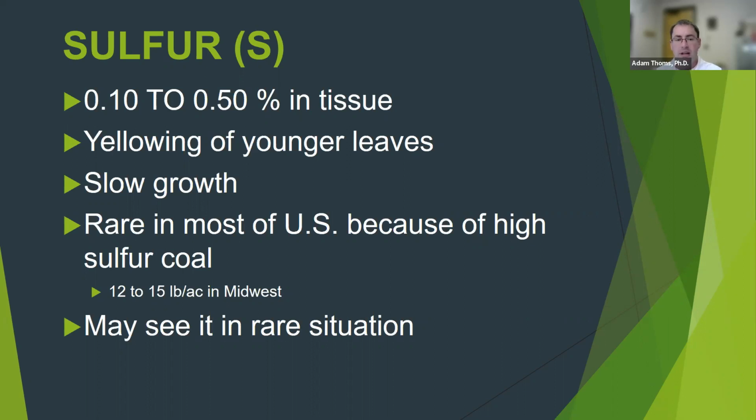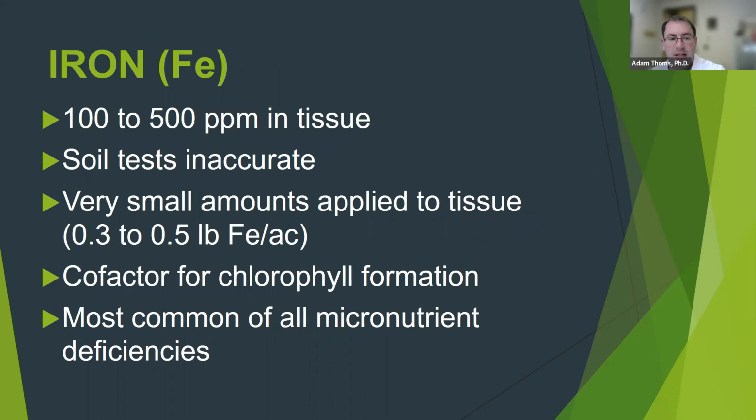So in the Midwest, they estimate that between 12 and 15 pounds of sulfur per year are applied through rainfall to each acre. And so as we move away from coal-fired power plants, we might start to see more sulfur deficiencies as we move forward. We also see iron deficiencies, and that could be an issue there as well.